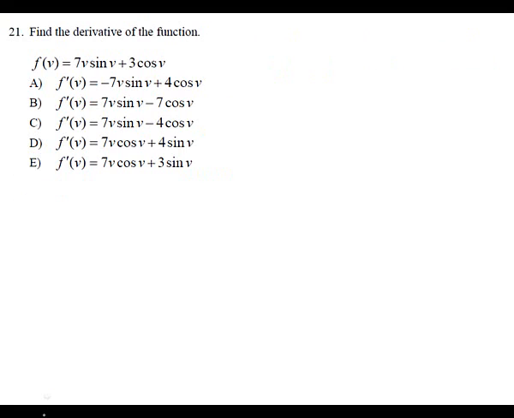Okay, 21. It looks like we've got a product rule in the middle of it, right? Because I've got a variable times a variable. So we've got to do product rule. So I'm going to keep the first. What's the derivative of the second? Cosine v, right? And then I'm going to keep the second, which is sine v.